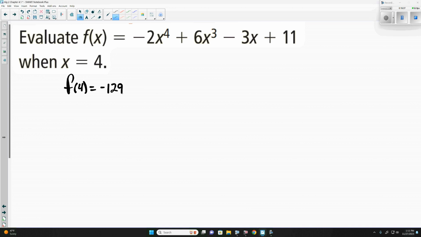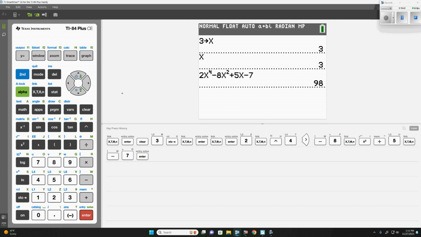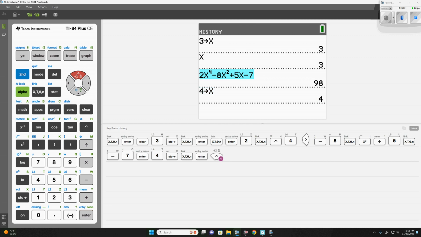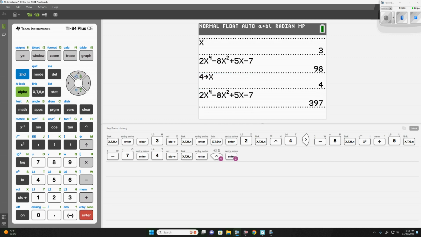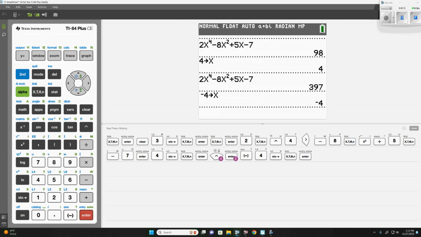Questions on evaluating? Now, this, especially with storing, seems like a little bit harder way to type these in. But the first one we did, 2x to the fourth minus 8x squared plus 5x minus 7, if we wanted to evaluate this for when x is 3 and when x is 4, when x is 4, it's 397. Well, we also want to see when x is negative 4.